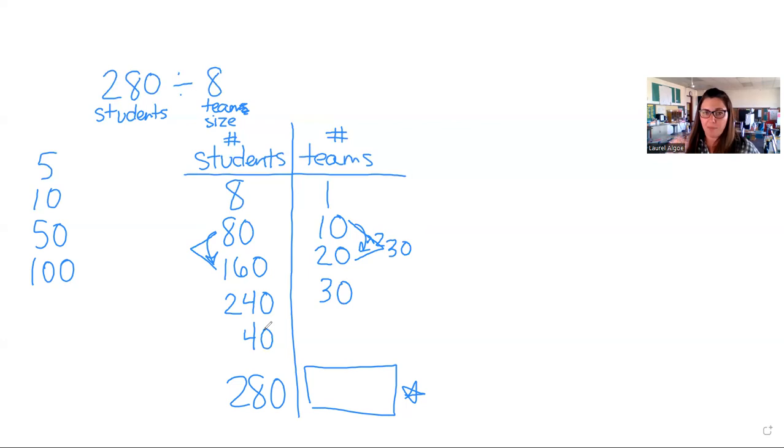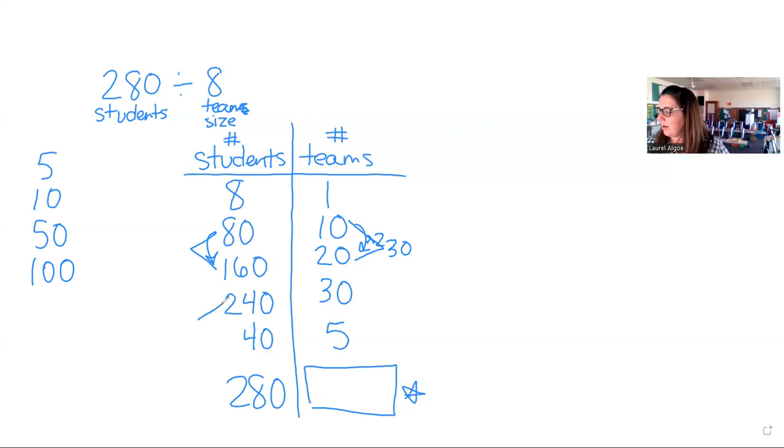So I'm always comparing to that end number. So if I have 40 students, how many 8s would that be? And this is where, if we know our multiplication facts, it's really helpful. So that would be 5 more teams. That would get me those 40 students.